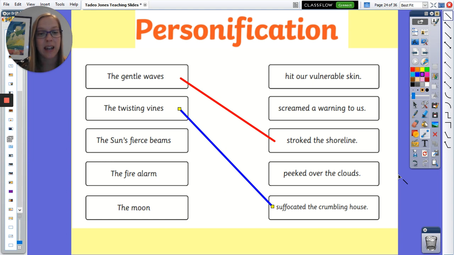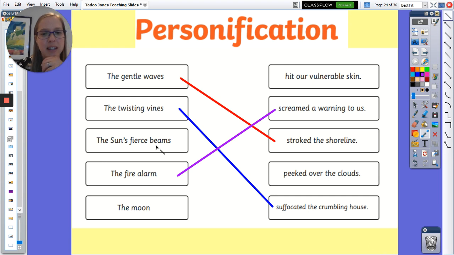What do you think it is? If it's a fire alarm, it's going to be really loud. It's trying to warn you. The fire alarm screamed. So an alarm can't actually scream like a person can. That's something that only a person could do. But it was so loud and noisy, it's like a scream, okay?